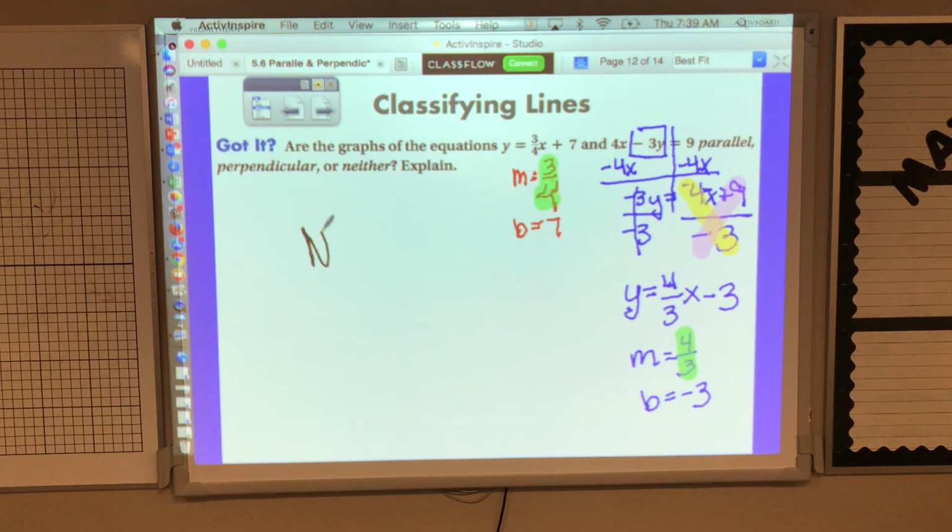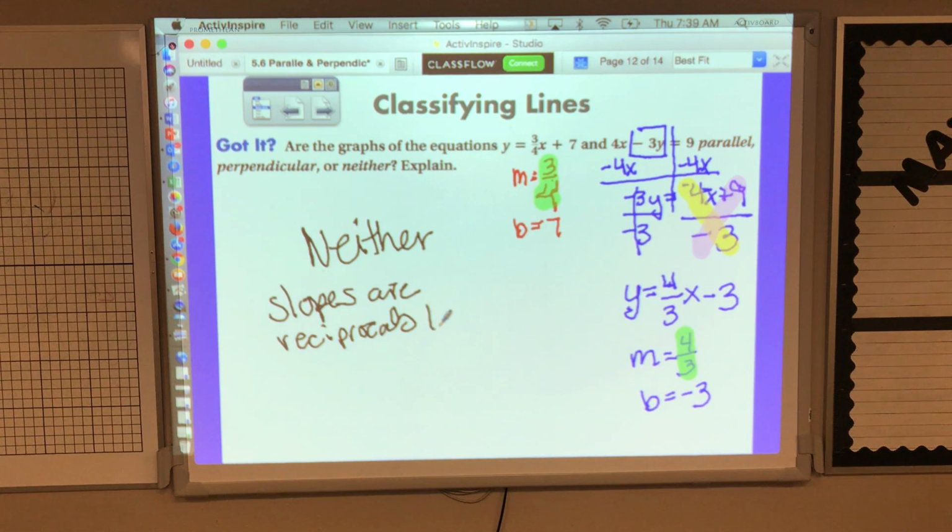So this is an example. These are neither. Okay? Because the slopes are reciprocals, but are not opposites. Okay, so they are neither parallel or perpendicular.